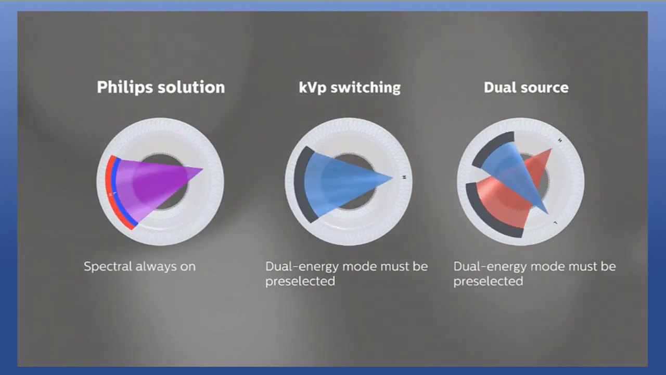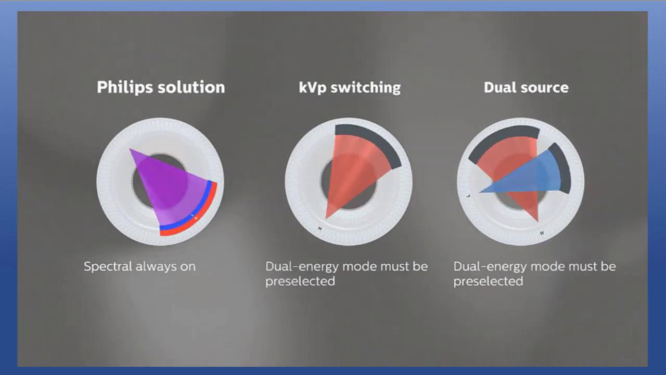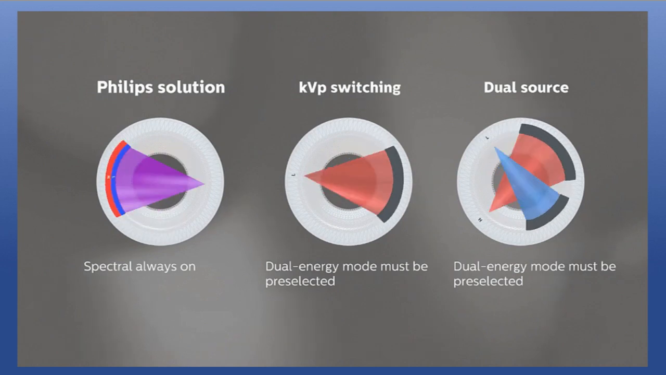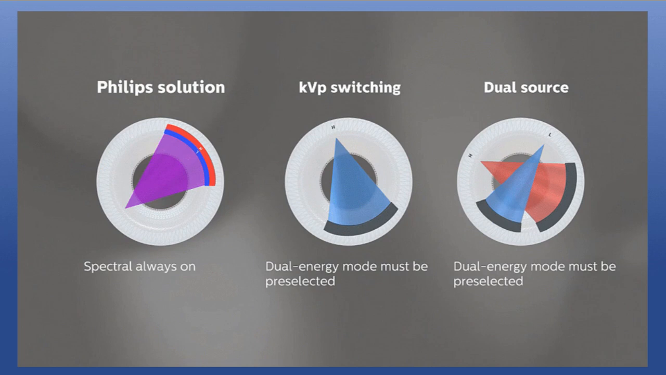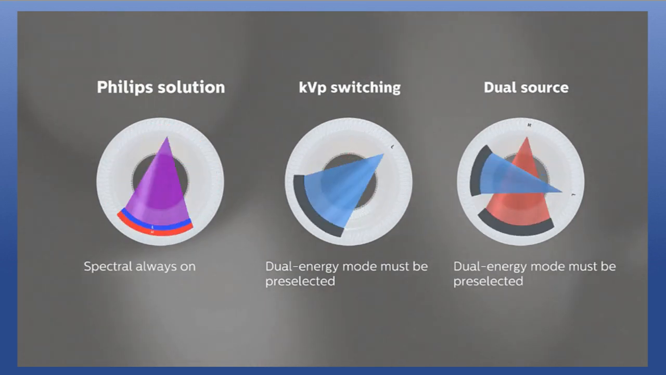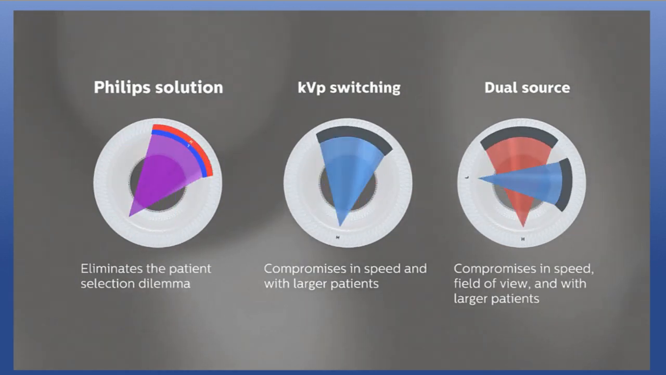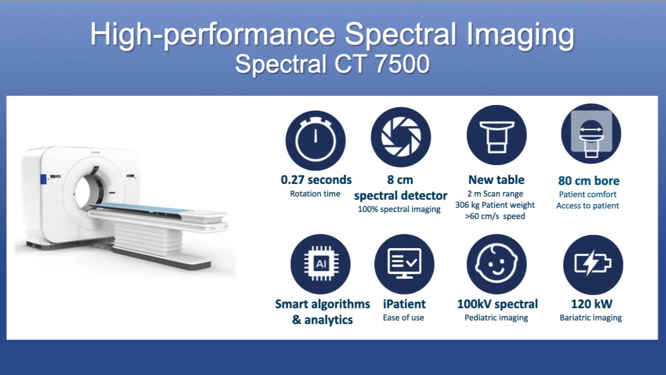This can be hard if we have a high volume center, in particular, like at Montefiore, for example. If you're imaging patients in multiple different hospitals and bringing them to a core lab, that will make it a little bit harder. So the advantage is that spectral is always on, and then you can do the reconstructions with their software. So we eliminate this patient selection dilemma, and with kVp switching, we also can have compromises in speed and with larger patients, as well as with the dual source.